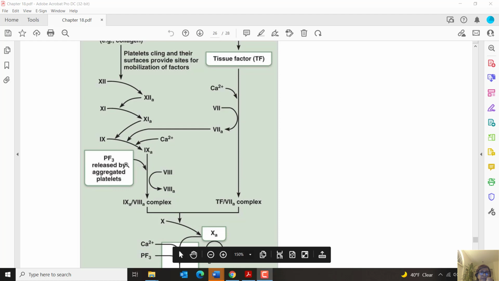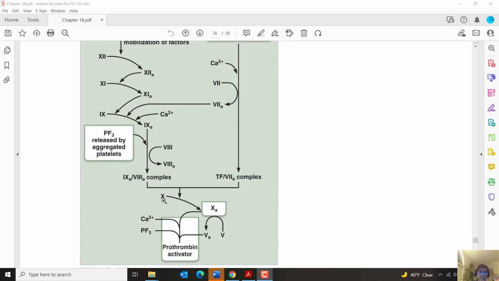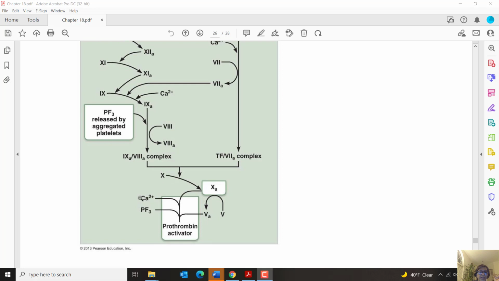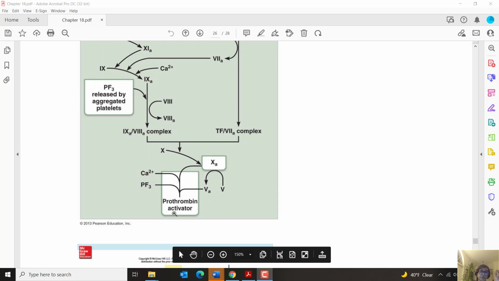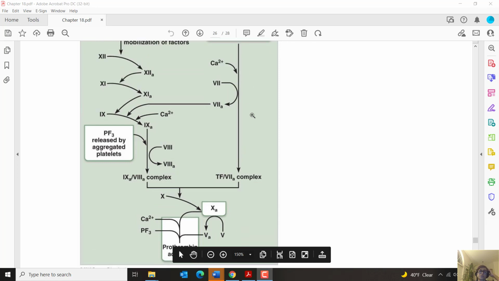9A and PF3, which is platelet factor 3, released from the clumped platelets, are going to convert 8 to 8A. So 9A and 8A complex is going to convert 10 to 10A, and that in the presence of calcium and PF3 again is going to convert 5 to 5A, which is the prothrombin activator. Okay, so this skips some steps.